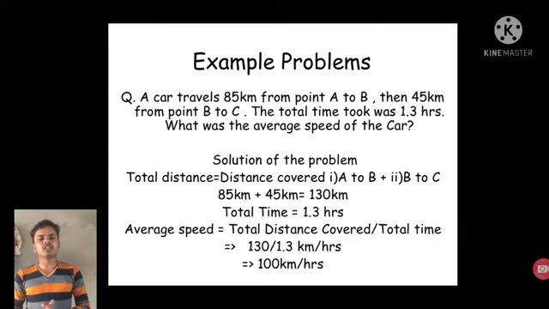So here the solution: total distance. How can we calculate it? Distance covered from A to B and distance covered from B to C: 85 km plus 45 km equals 130 km. Average speed, we know the formula: total distance upon total time. So 130 upon 1.3 equals 100 km per hour.